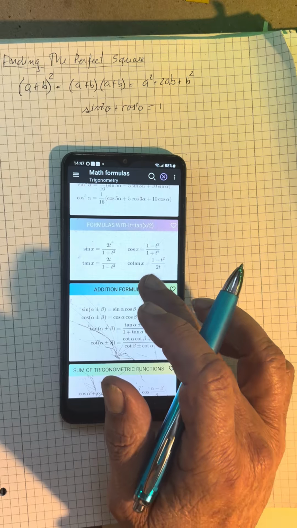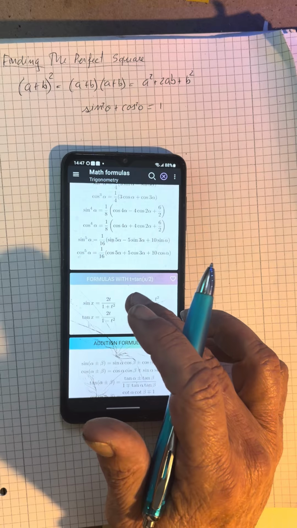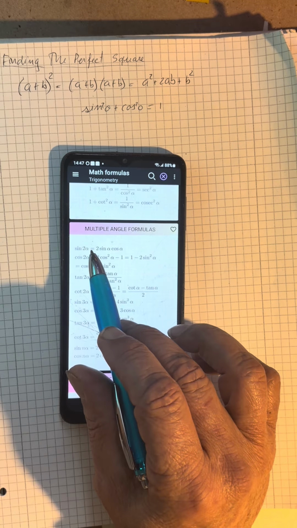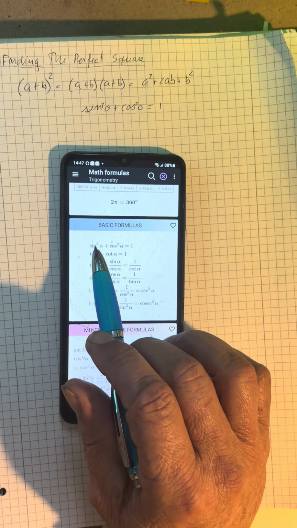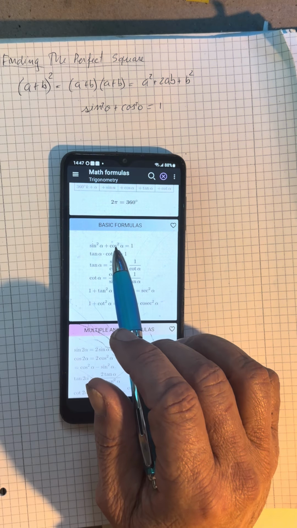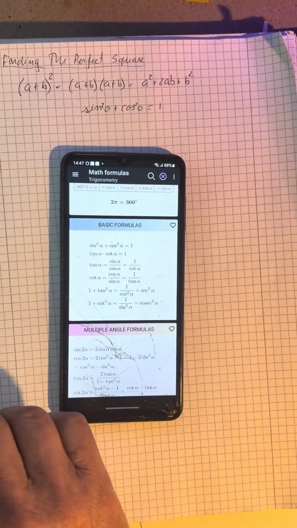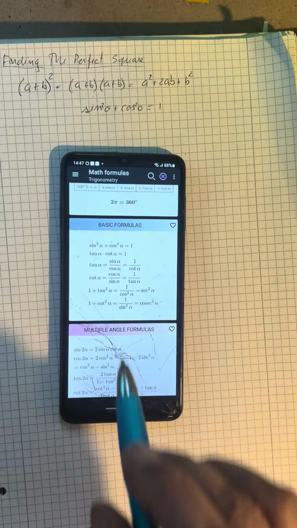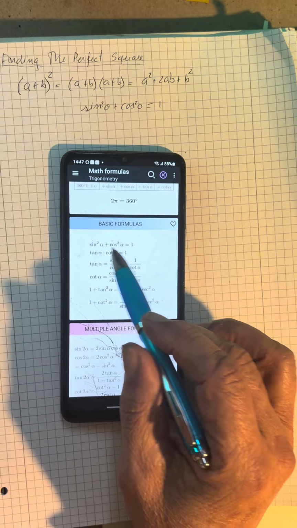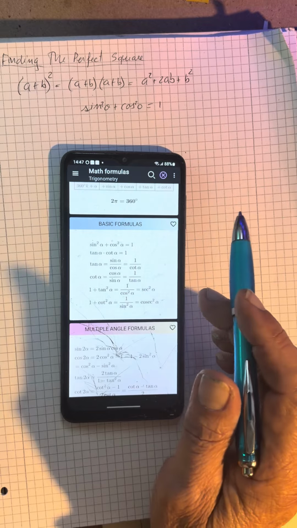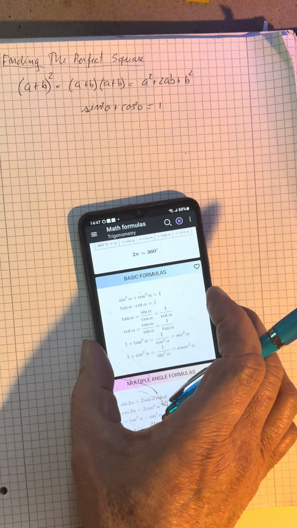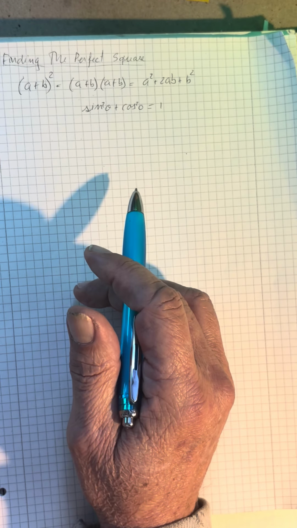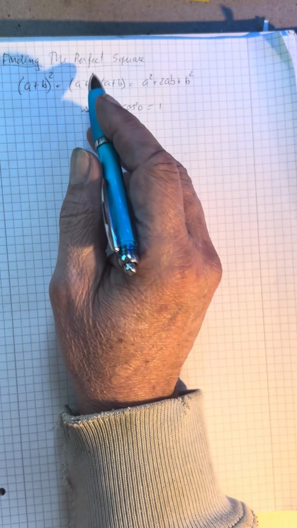There was a time when I was doing a lot of this stuff, finding out why the sine squared of an angle plus the cosine squared of an angle is equal to 1. That's my objective, not solving problems, but deriving these formulas and seeing why that's the case. That's the scope of my lessons, but I'm not there yet. Soon we'll get there. So this problem we're going to use for finding the perfect square.